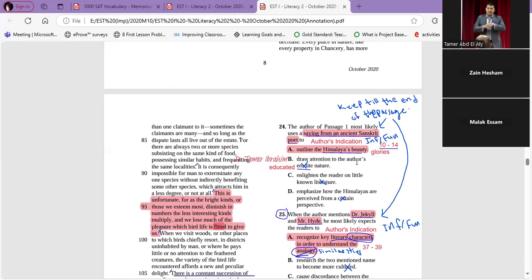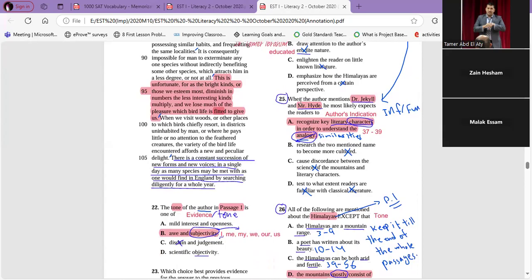Draw attention to the author's erudite nature? No, here it doesn't mention that the author is learned or educated. Enlighten the reader on little known literature? How little known? He talked about a poet who mentioned the beauty of the Himalaya. Emphasize how the Himalayas are perceived from a certain perspective? Maybe someone will say it's from the perspective of the Sanskrit poet, but here it's not certain. Here it talks in a kind of generalization. So the answer is A.